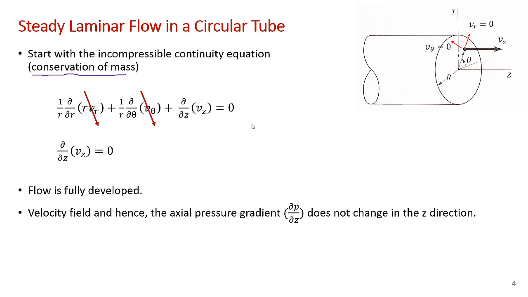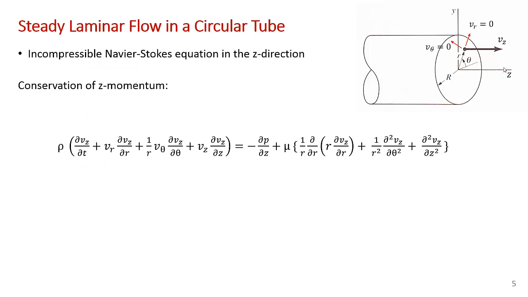So we can cross out these terms, and we just end up with ∂vz/∂z equals 0. So in other words, vz is not changing in the axial direction, and so as the flow moves down the pipe, which is the z direction, the velocity profile is not changing. So the flow is fully developed, and the velocity field, and hence the axial pressure gradient, ∂p/∂z, does not change in the z direction. So we have one-dimensional flow. The only component of velocity that exists is vz. vr and v theta are 0.